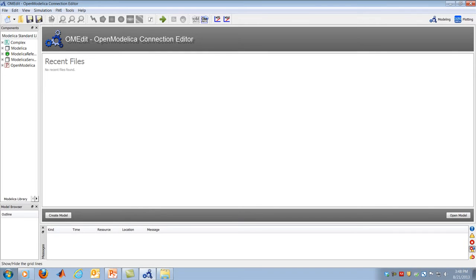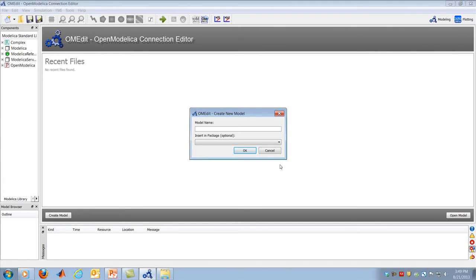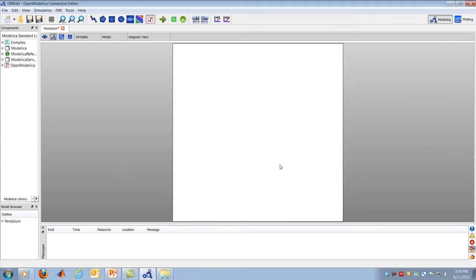I've started the OpenModelica Connection Editor, OMEdit, here. What I'm going to do is go to the File menu and say New Model, and I'm going to call the model pendulum. Okay, so my model name is pendulum, and I'm not going to insert it in any package.